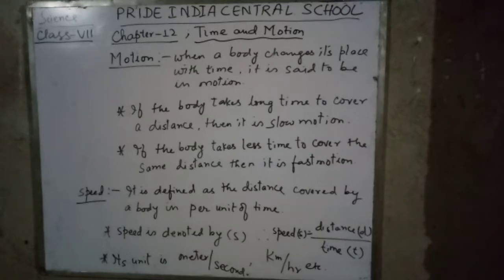Let us suppose that a body covers a distance of 4 kilometers in 4 minutes and another body covers the same distance of 4 kilometers in 8 minutes. It means one of them is slower than the other. If the body takes a long time to cover a distance, then it is slow motion, and if the body takes less time to cover the same distance, then it is fast motion. Now, the question arises, which time? The movement is with respect to time.